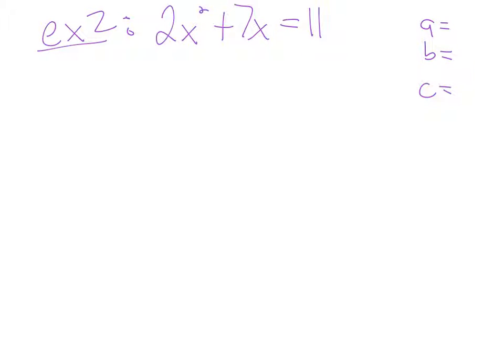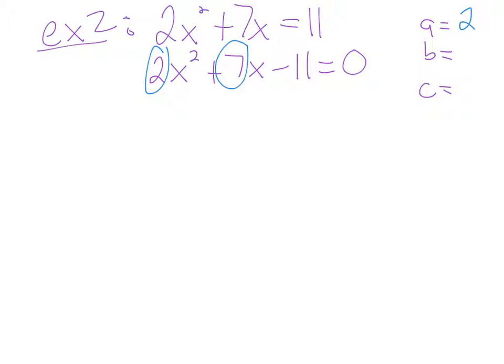What's strange about it is that the 11 is on the wrong side of the equal sign. To be in standard form, all three values have to be on the left-hand side. So I'm going to go ahead and move that 11 over. Equals 0. So when I move the 11 over, now you're able to tell me A, B, and C. My A, the number in front of my x squared, would be a 2. My B, the number in front of my x, is a 7. And my C, the number all by itself, is a negative 11.